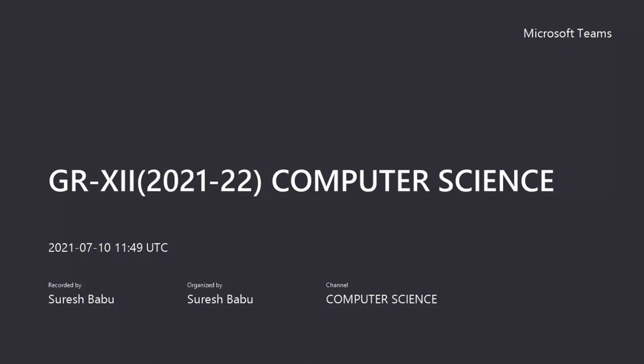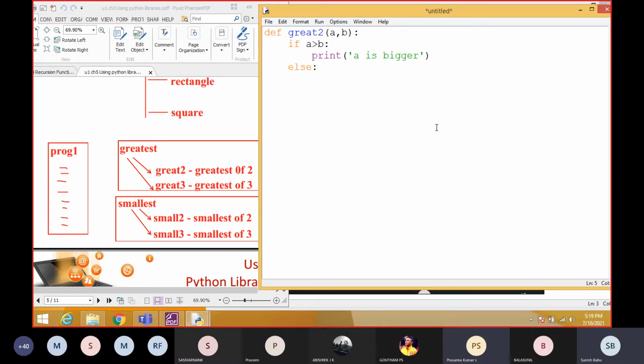We can say in the else case that it should print "B is bigger." Okay, so that's all about the grade 2 function. Anyway, it's going to print any one, "A is bigger" or "B is bigger," depending upon the condition. Okay, next, the next program is a function we are going to create for grade 3.